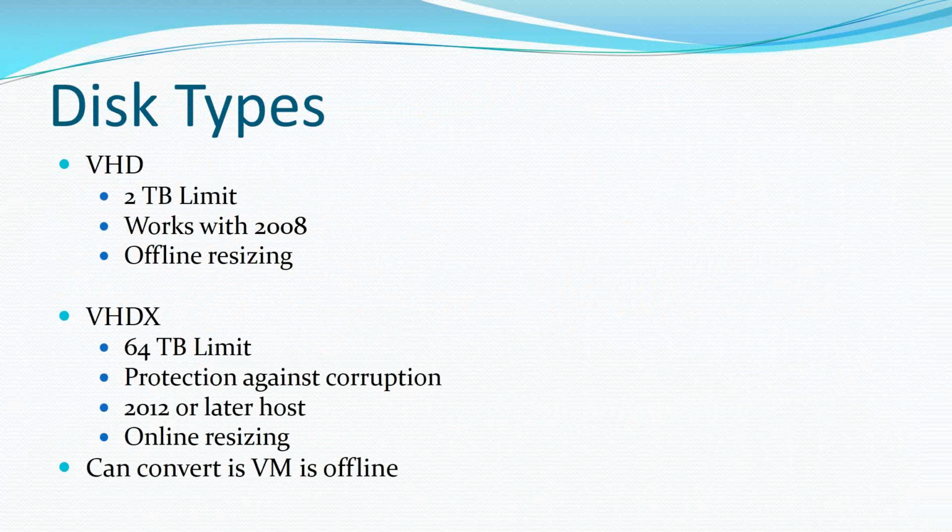Now, VHDX is the newer one. It's got a massively increased limit, a 64 terabyte limit. It also uses a 4K block size, so generally speaking, that'll give you a bit better performance. It uses metadata, so its entire structure is different.